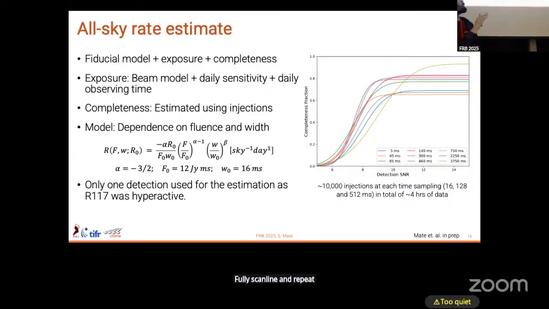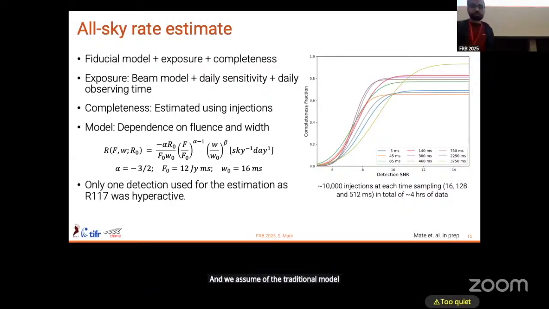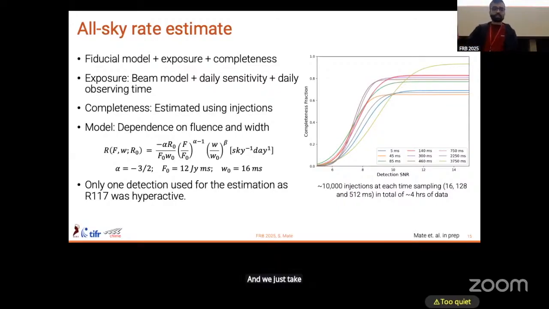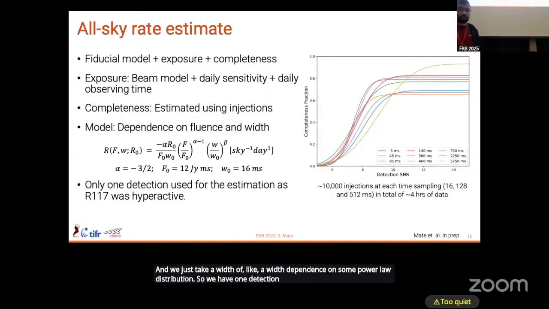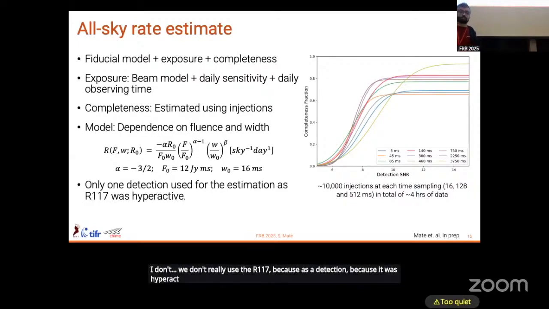Here we assume a completeness of 0.8 for the rate calculation. We assume a fiducial model similar to what the CHIME FRB catalog assumed for the fluence distribution, and we take the width dependence as some power-law distribution. We have one detection, and we don't use R117 as a detection because it was hyperactive at that time.